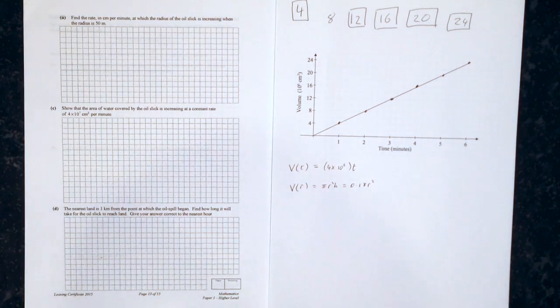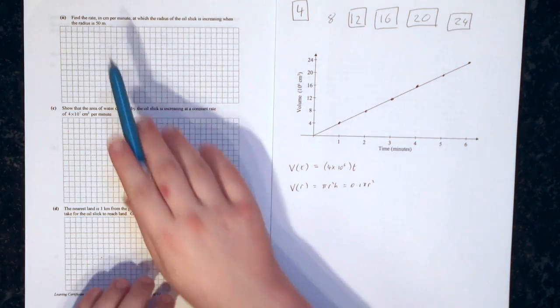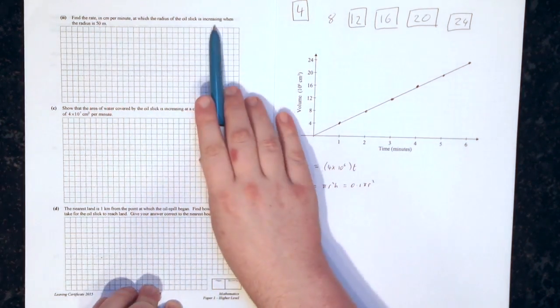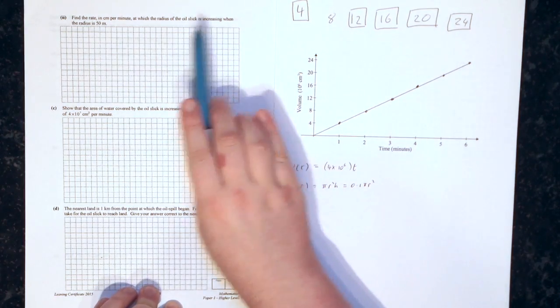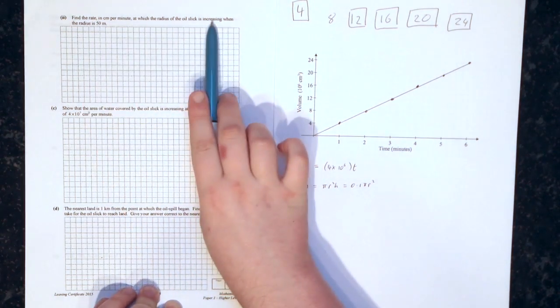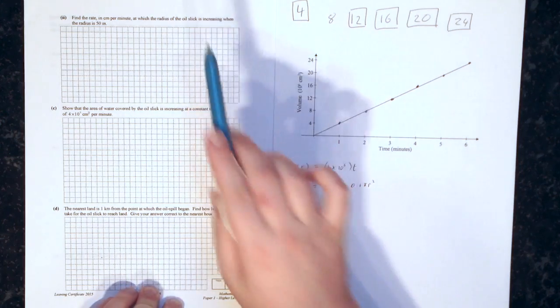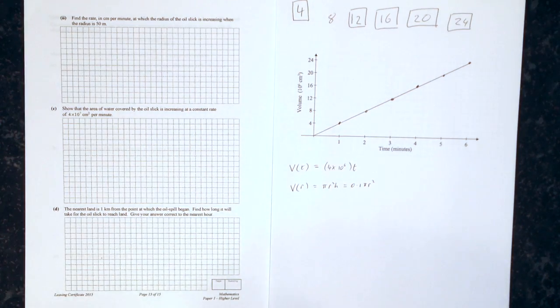Part 2. We're asked to find the rate in centimeters per minute at which the radius of the oil slick is increasing when the radius is 50 meters. So that one sentence contains a lot of very important information. The first thing we need to see is they're asking for the rate of increase. Another way of saying that is the rate of change. And we know that whenever they ask for a rate of change, they're talking about a derivative.